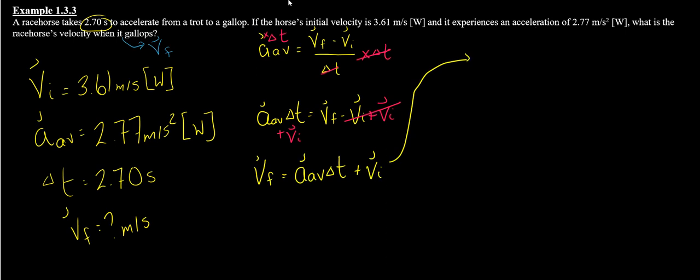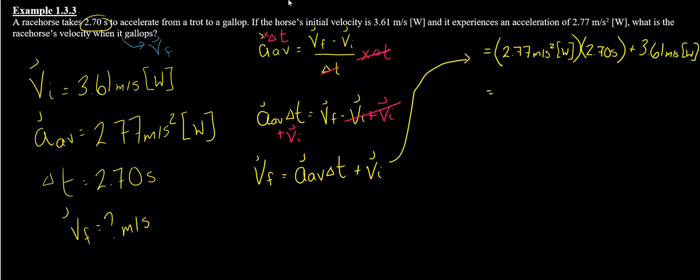Okay, so let's go ahead now and we can plug in our values. The acceleration was 2.77 meters per second squared west. The time was 2.70 seconds. So that gets multiplied by that average acceleration. And then we're adding in that initial velocity of 3.61 meters per second in the west direction.